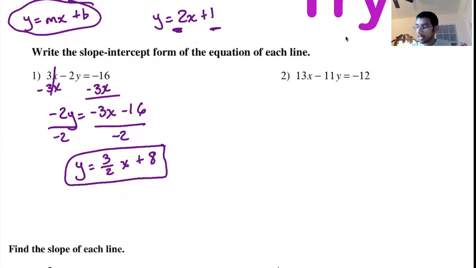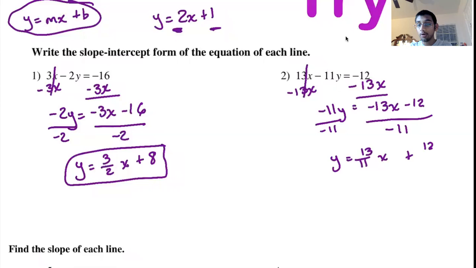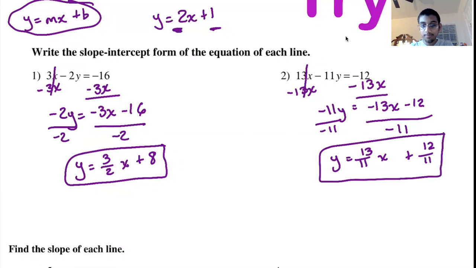Let's try another one. With this one, it's a very similar idea. You'd subtract 13x because you want to get the y onto one side, right? You have a negative 11y left, and that's equal to negative 13x minus 12. Then divide by negative 11 on both sides, and y would be equal to 13 over 11x plus 12 over 11. And that is how we do it.